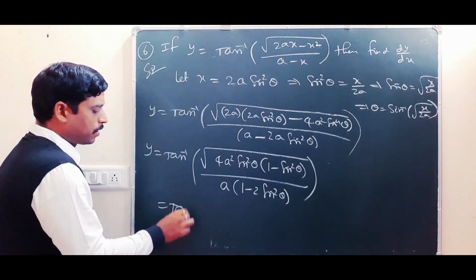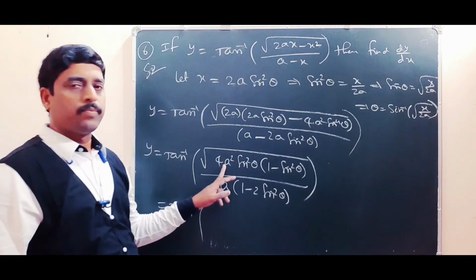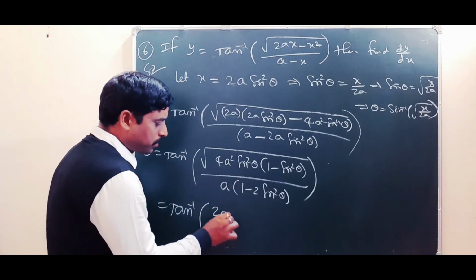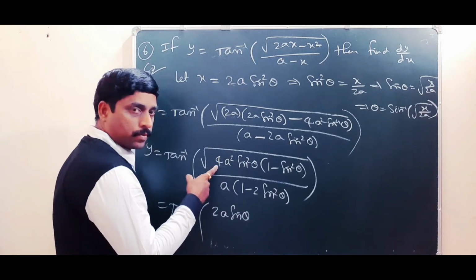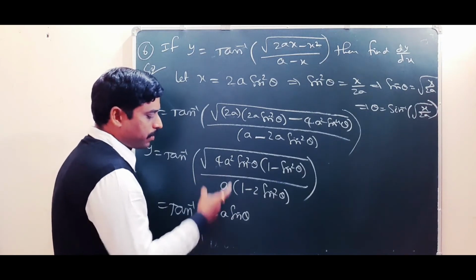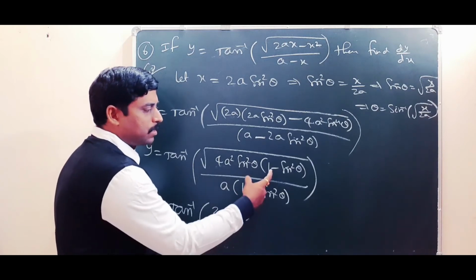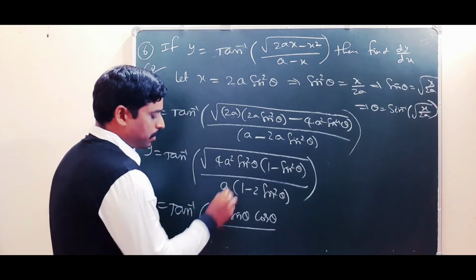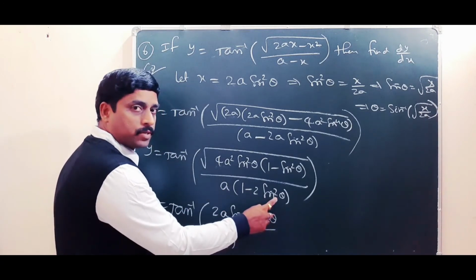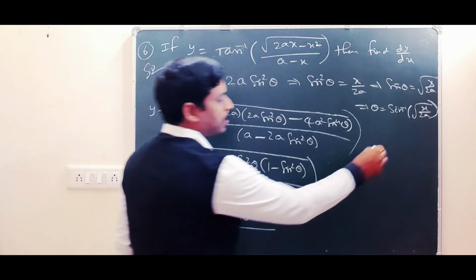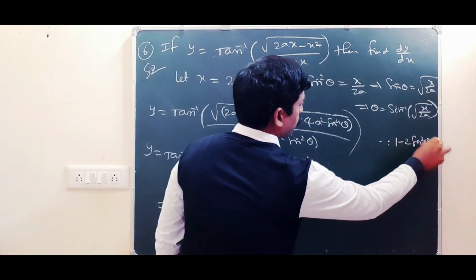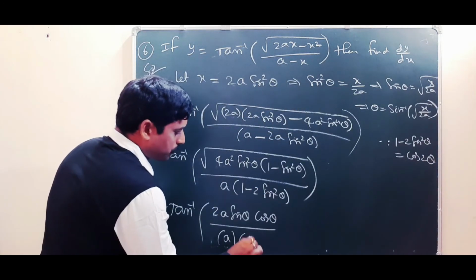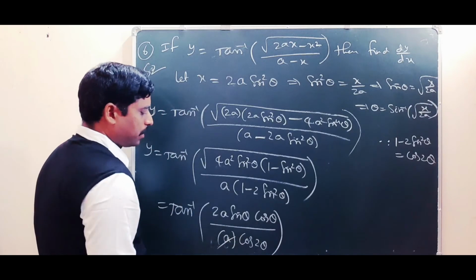It becomes tan inverse of root of 4a square sin square theta, which is nothing but 2a sin theta. Root 4 is 2, root a square is a, root sin square theta is sin theta. Root under 1 minus sin square theta is cos theta. In the denominator we have a into 1 minus 2 sin square theta, and that formula gives cos 2 theta. In this a gets cancelled.